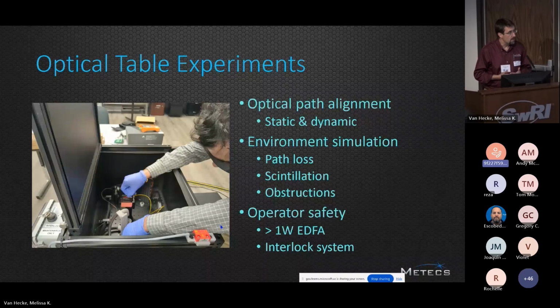Some of the things that we came across when we were doing our phase 1 experiments that really surprised us is no one thinks about operator safety. Everybody knows about RF safety. Don't stand in front of the antenna. It's going to microwave your eyeballs out.